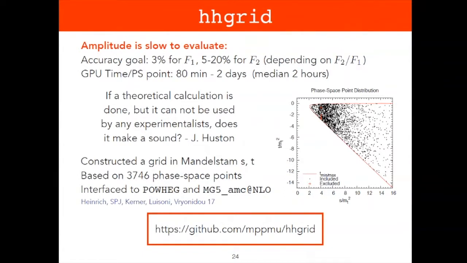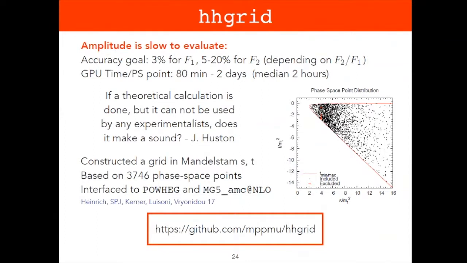As we demonstrated, we were able to push through enough phase space points already here to make distributions, but that's not really what the experimenters want. They want to be able to call some Monte Carlo program and just get the result magically with parton showers and so forth. And for this, we have to construct a grid in Mandelstam s and t, and we base this grid on all the phase space points that we had, so around 3,000 phase space points.